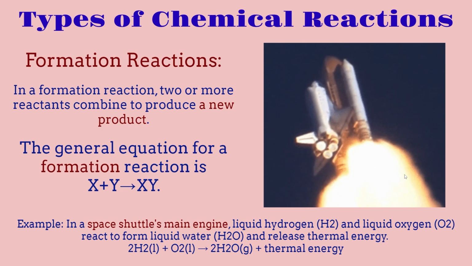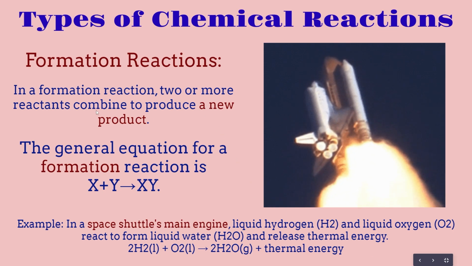For an example, we're going to take a space shuttle's main engine. As we can see in this picture, there is a space shuttle, and let's see what the main engine consists of. The main engine consists of liquid hydrogen and liquid oxygen, and those two react to form liquid water. When that combines, it releases a lot of thermal energy. In that process, when the liquid hydrogen and liquid oxygen combine, it gets so much power that this rocket is able to blast off. And the formula for this is hydrogen plus oxygen is equal to water plus thermal energy.